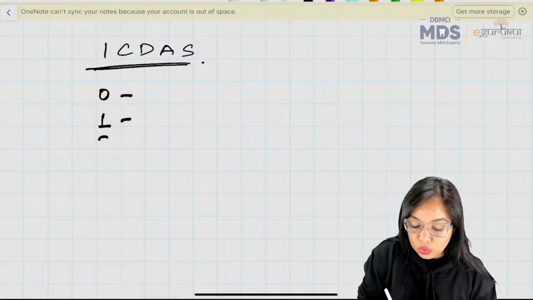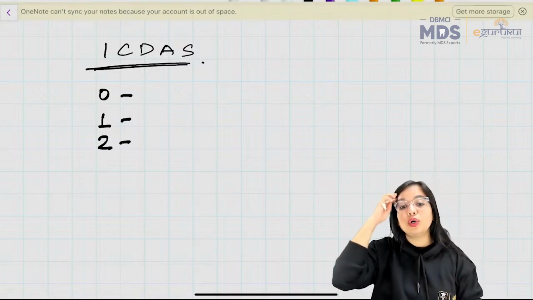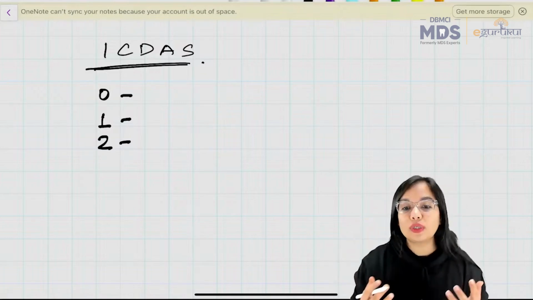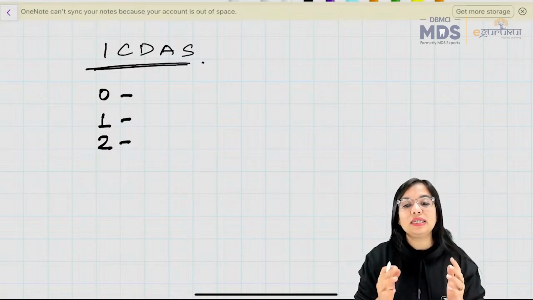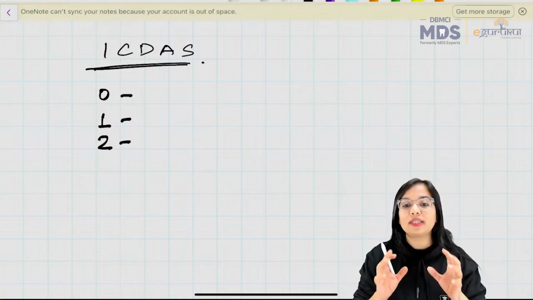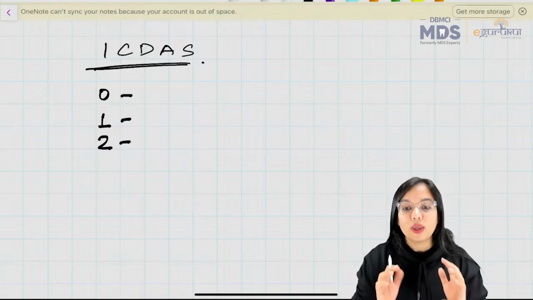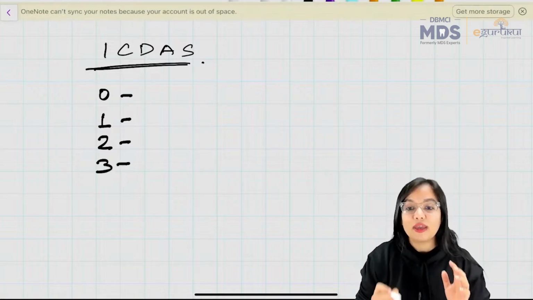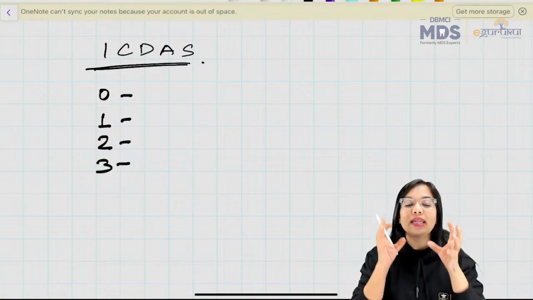Then we have score 2. So in score 2, there is distinct visual change in the enamel seen when it is wet, white or colored, wider than the fissure or the fossa. Okay, then there is a score 3 where you can see localized enamel breakdowns.